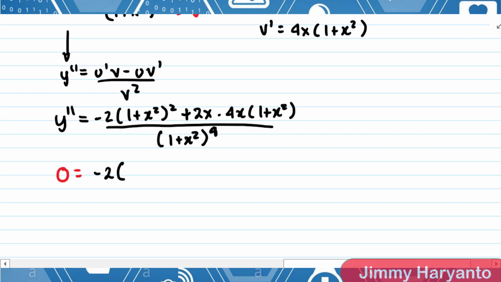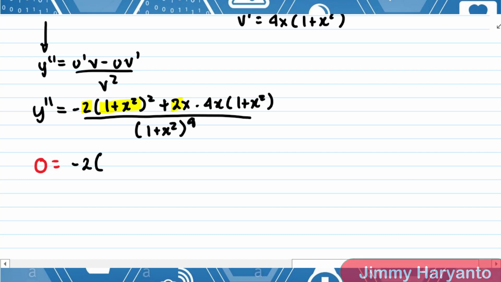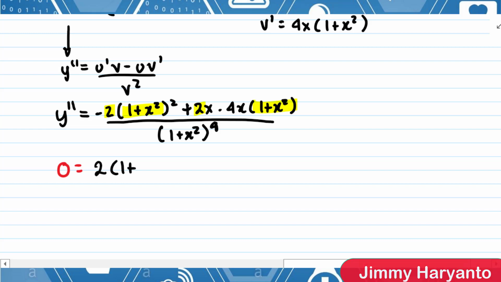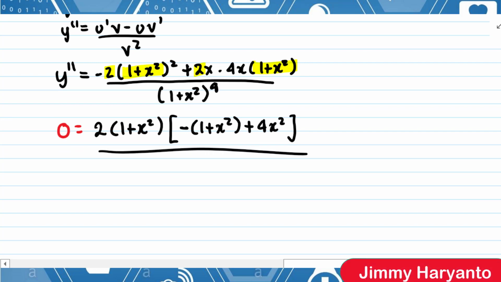So I can factorize the 2 and 1 plus x squared. I factorize 2 in the bracket 1 plus x squared, and then times it again with the expression left in the brackets: negative, and then 1 plus x squared, plus 4x squared, over 1 plus x squared to the power of 4.